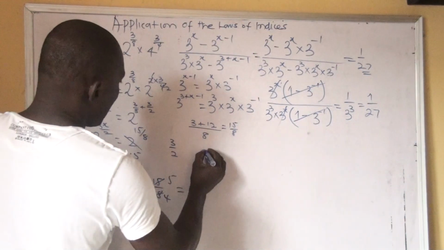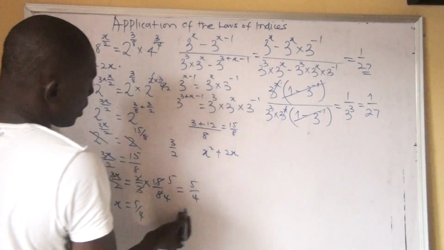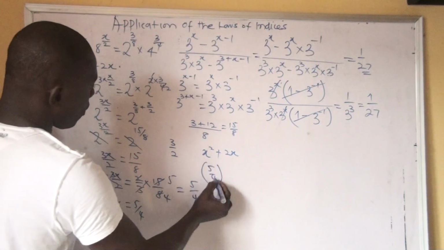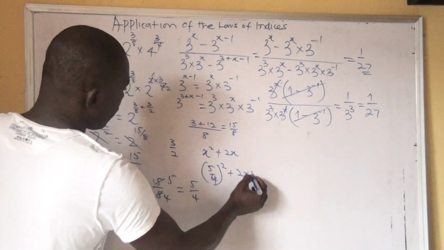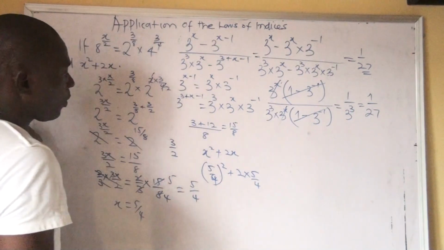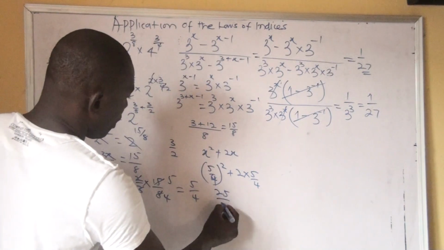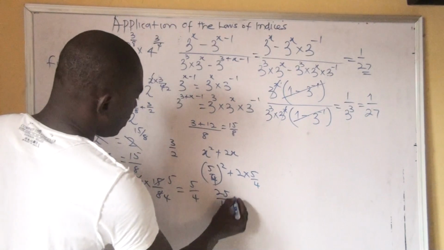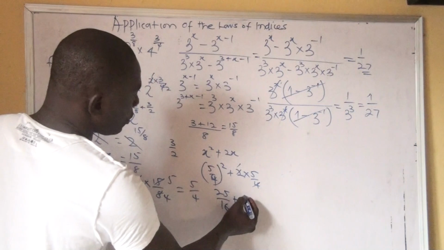So we are looking for s squared plus 2x. s is 5 over 4, so we have 5 over 4 squared plus 2 times 5 over 4. So 5 squared is 25 over 4 squared, which is 16. Here, 2 in 4 is 2.